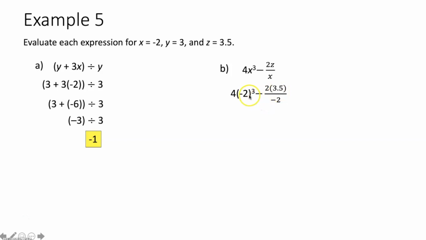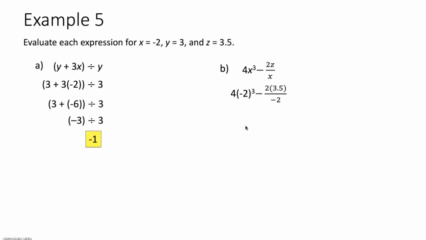So we start with what's inside the parentheses. Is there anything we can simplify inside the parentheses? No. So we move on to exponents. Are there any exponents? Yes, we have -2 to the third power. So -2 to the third power is -2 times -2, which again, two numbers multiplied together that have the same sign, your answer is going to be positive. So -2 times -2 is +4.